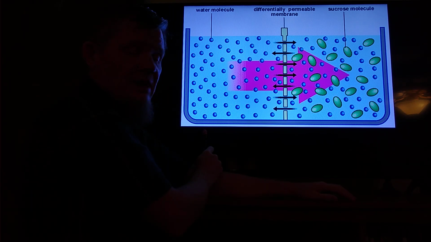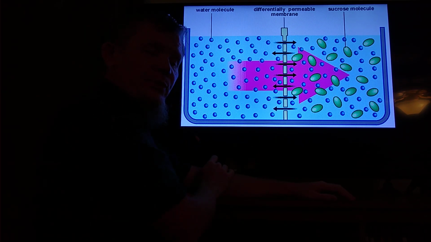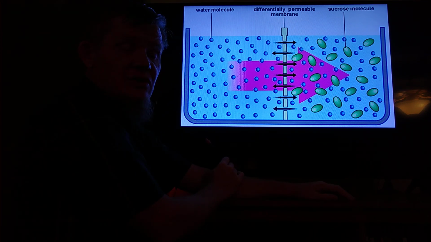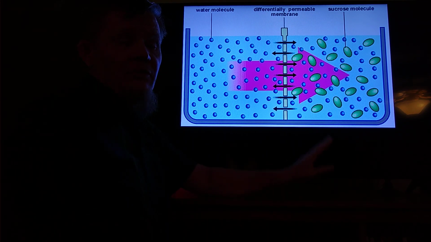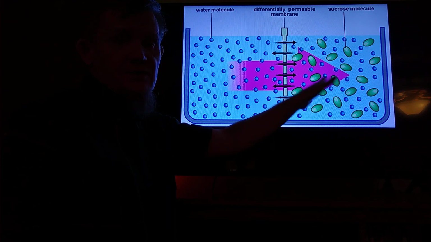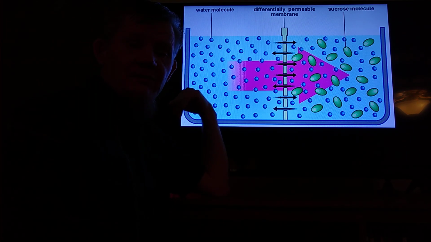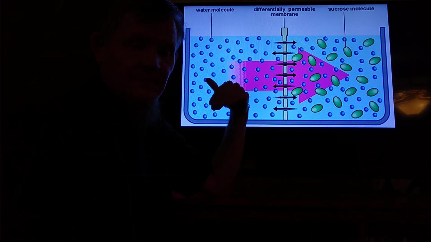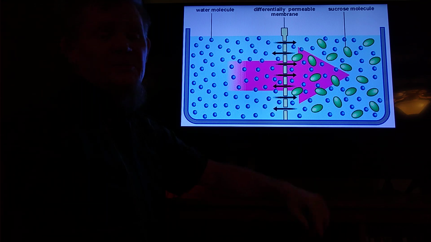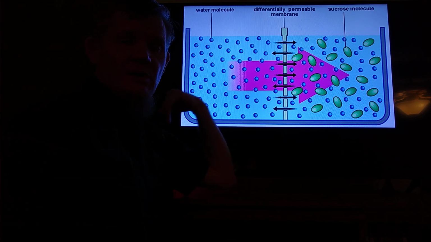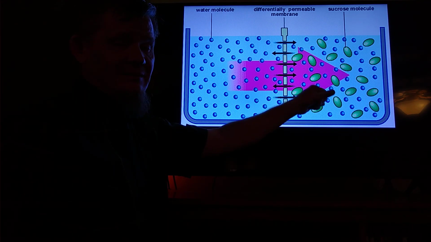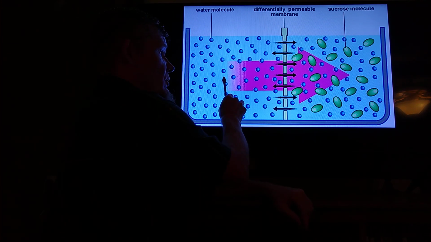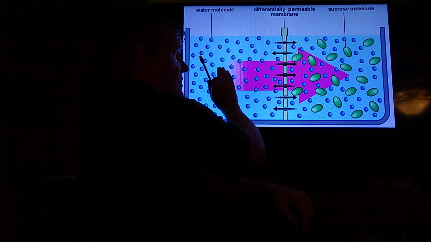On the left side. The water molecules can go through the filter paper. The sugar molecules can't. They're too big. So ideally, diffusion would say, well, the sugar molecules should move across from the right side to the left. The problem is this semipermeable membrane. It's that filter paper which prevents the sugar from moving across. So because the sugar can't move across, the water does. The water moves from area of high water concentration to area of low.